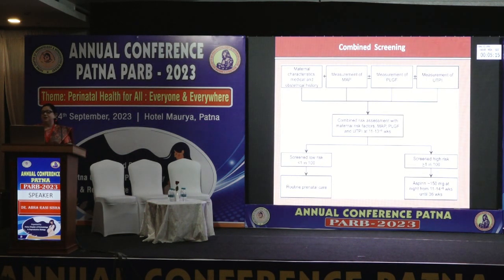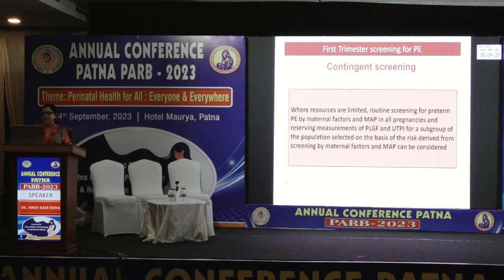So once you take all these measurements, you get a risk figure. If it is less than 1 in 100, it is considered low risk and the patient goes for routine prenatal care. If she is a high risk case, then we have our intervention in hand. For prevention of preeclampsia, we all know that we give aspirin. The initial dose was 75 milligram, but these days it is 150 milligram. Though it is debatable in women with low BMI, where the dose can still be 75 milligram, what the guidelines say is that the dose for preventing preeclampsia is 150 milligram.